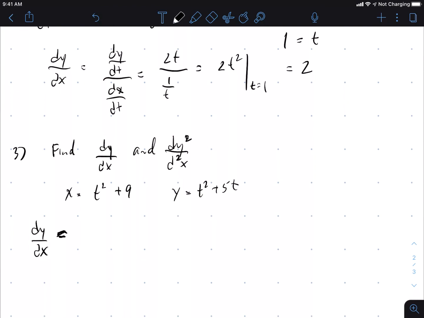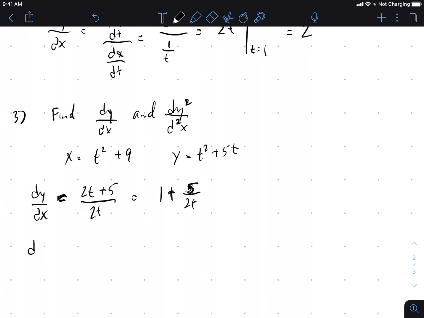2t plus 5. Okay, so we're going to get 2t plus 5 over 2t, right? And I guess we could clean that up if you want, but I don't really care. Does everyone agree with me that that is dy dx? Yes. Okay.